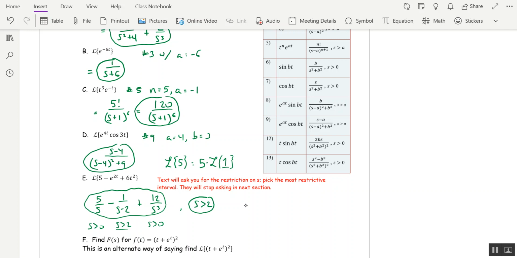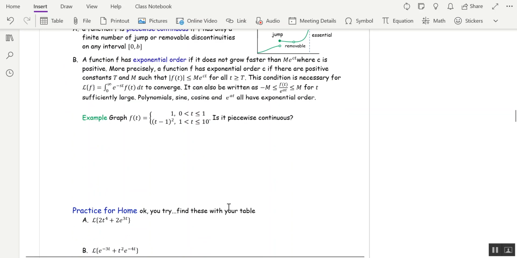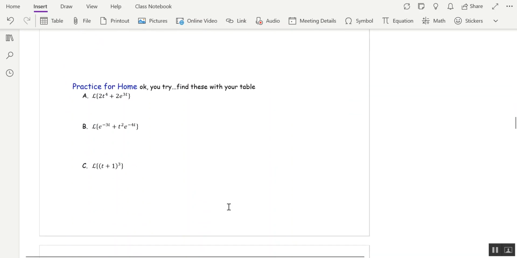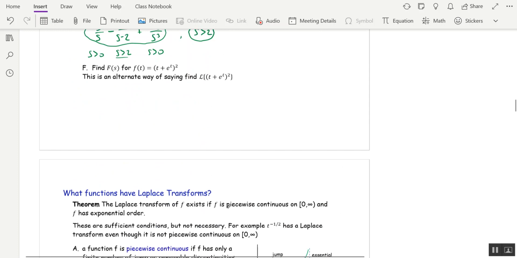Okay, just one more, and then I'm going to talk about what functions have Laplace transforms. And then at the very end, there's some practice for you to do, because the only way to learn how to use the table is to do it. So I've got some practice problems here with answers at the end, and they're not hard. They're just doing what I'm doing here.